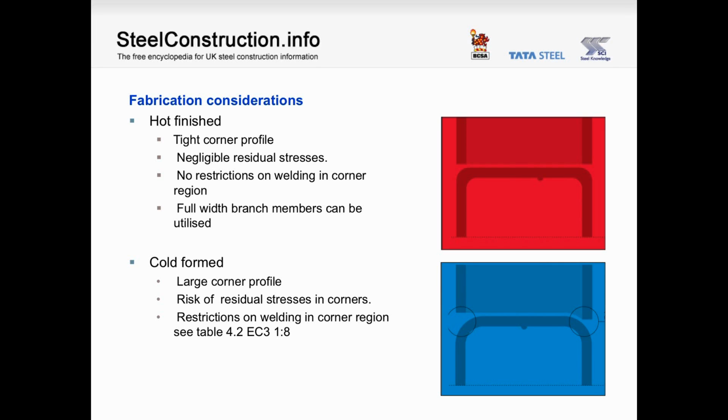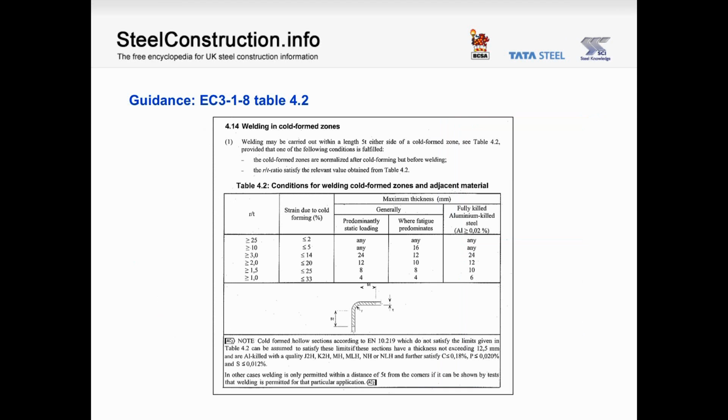But the fabricator and designer must also consider possible risks associated with releasing locked-in stresses local to the corners. And whilst there's no guidance in BS 5950 on this, there is in Eurocode 3. And this can prohibit welding in these areas. With the hot product, all these issues disappear. This is the guidance from Eurocode 3, and I don't intend to go through it in detail. Suffice to say, if the section doesn't comply with these rules, then the code suggests that there should be no welding within 5T of the corner.